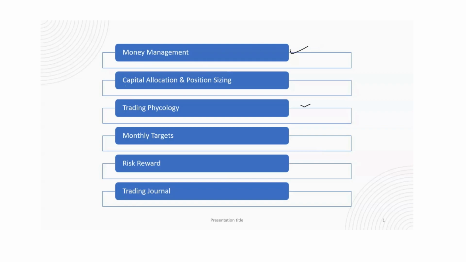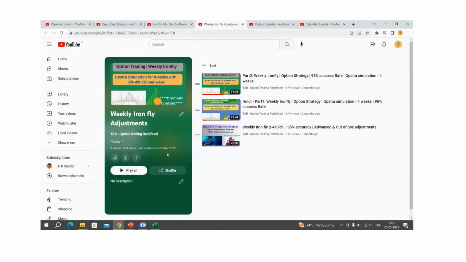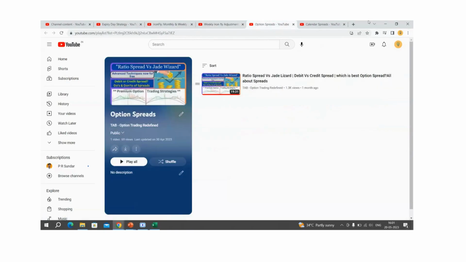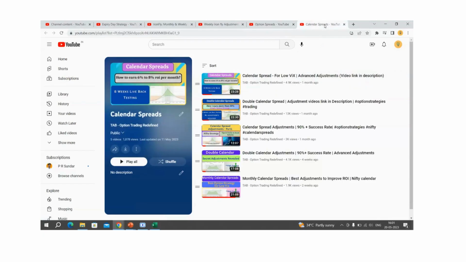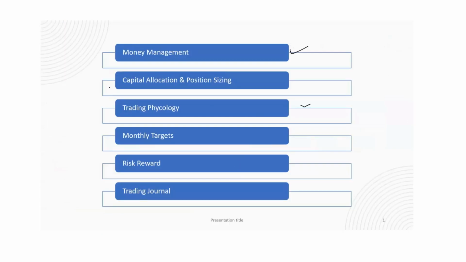Okay, and coming to this capital allocation, I was talking about many strategies so far. About monthly, weekly iron fly. I was talking about spreads like credit spread, debit spread, ratio spread, and so on. I was talking about calendars. I was talking about expiry day strategy. There are many strategies. You can pick two or three and you can play with that.